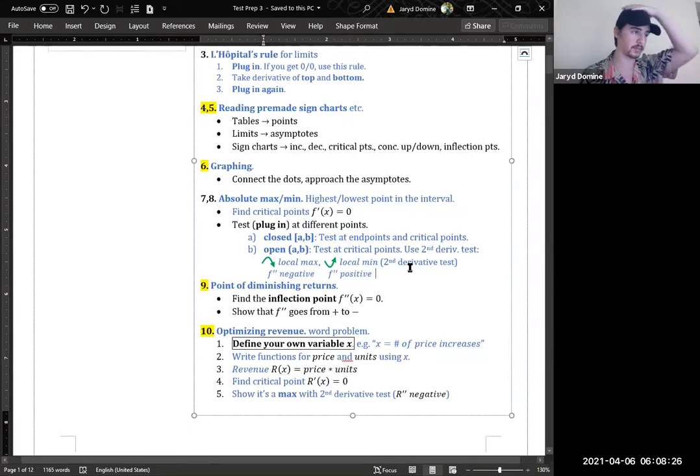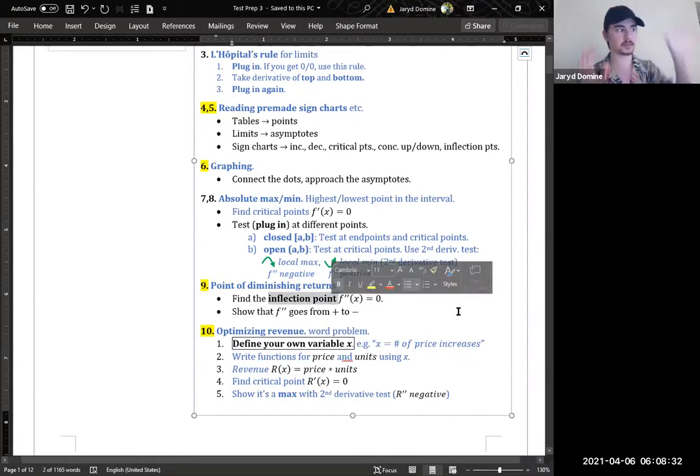Okay, number 9. This is asking about a point of diminishing returns. All this is an inflection point. All this is, just find the inflection point. That's the point of diminishing returns. It's where you go from, like, you're curving upwards, right? And then you start curving downwards. That's what an inflection point is. You change from curving up to curving down.